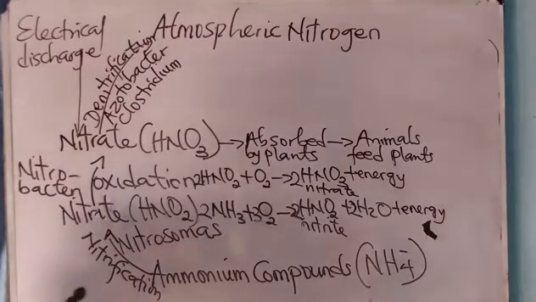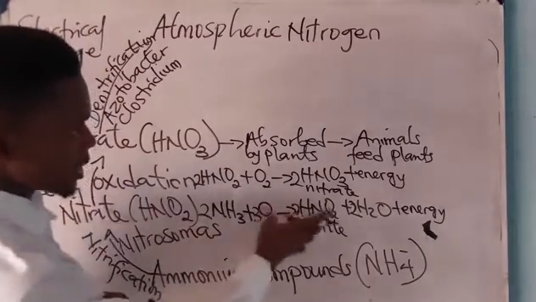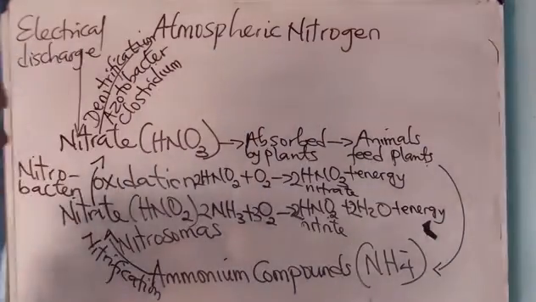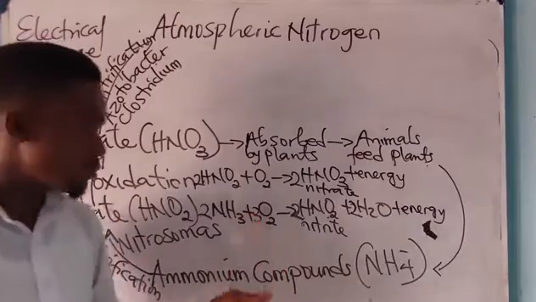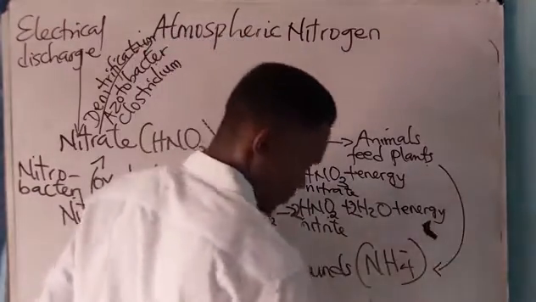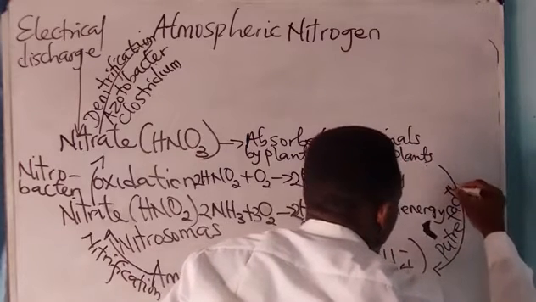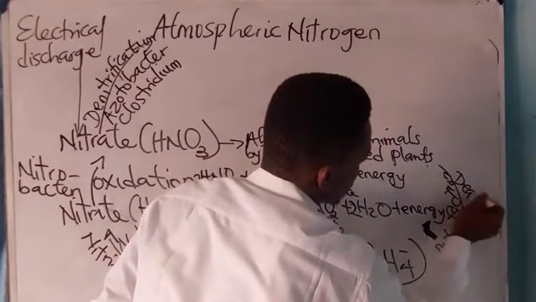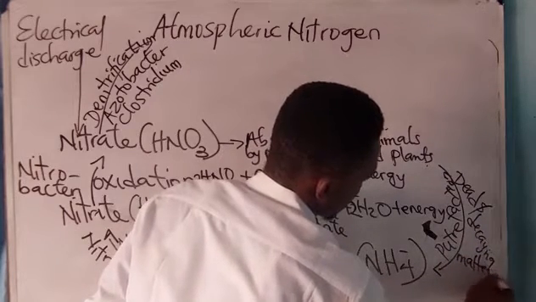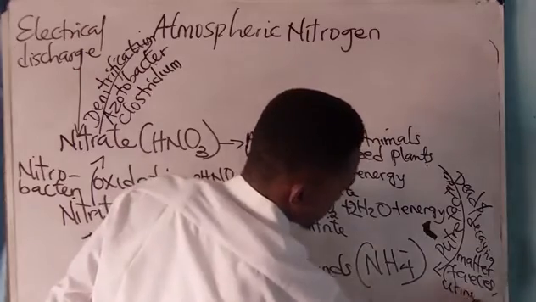Just follow it bit by bit. I also told you that during putrefaction, let me do it like this, ammonium compounds are formed through ammonification from dead and decaying organic matter. So I'll write here: putrefaction, from dead and decaying matter. You can just write somewhere here feces and urine.